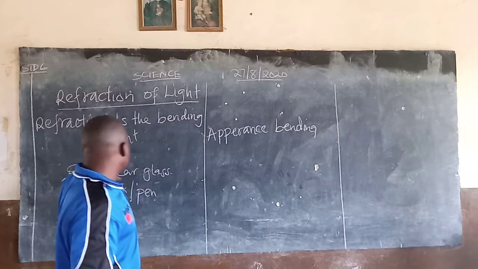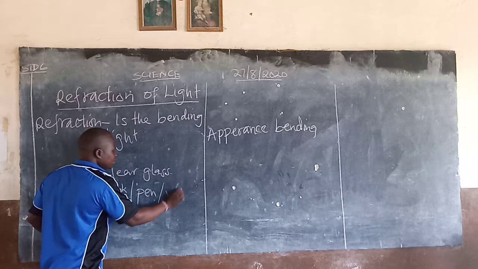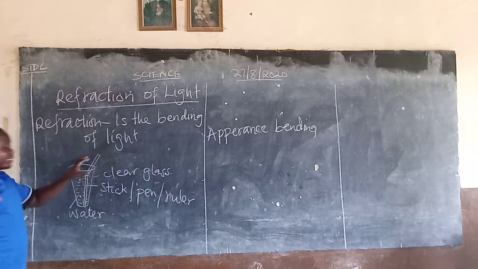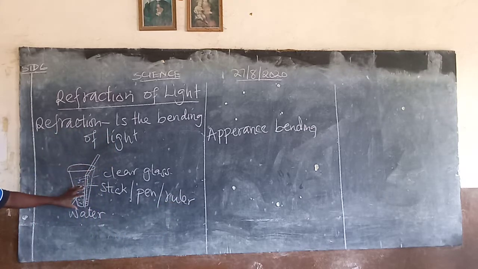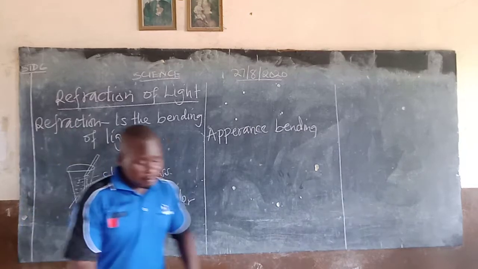So when we take this stick out, it can be a stick, a pen, or a ruler, it appears okay, but when we dip it inside the water, it appears bent.